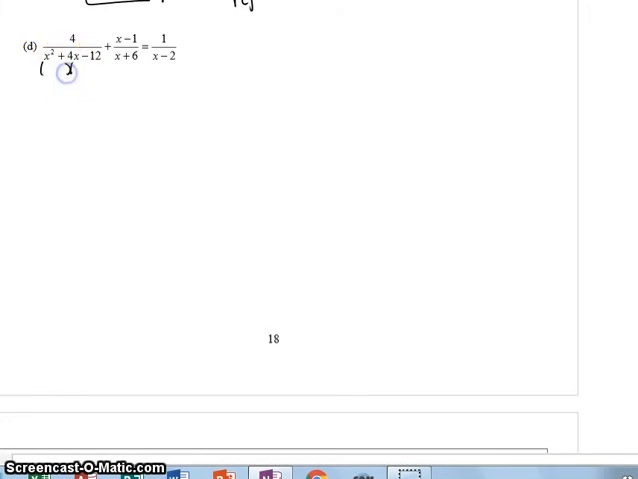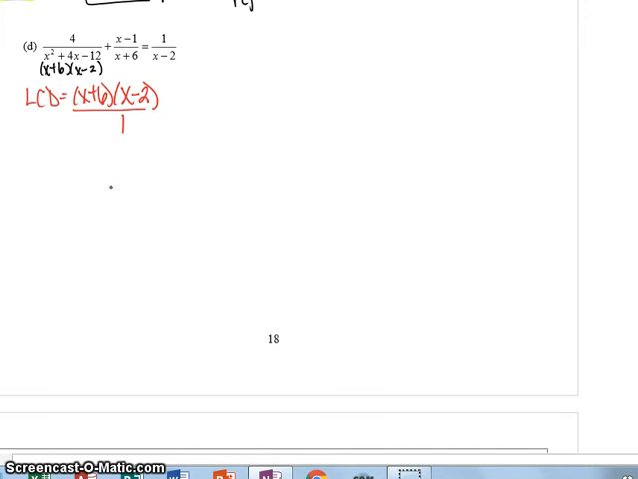LCD. In order to get the LCD, you're going to factor that. Okay, so you're going to get x plus 6 and x minus 2. So guys, again, look, we're always pretty nice to you. You need one of each. So your LCD is going to be x plus 6 times x minus 2. Okay, put that over 1, who cares?